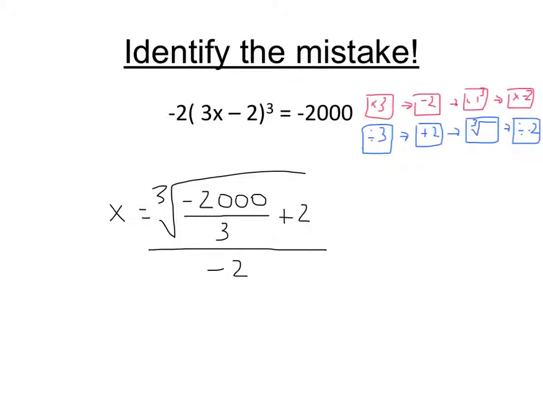I have made a mistake somewhere in this problem. First, I found my chain, which was multiplying by 3, subtracting 2, cubing, and then multiplying by -2. I reversed that chain, saying that it was dividing by 3, adding 2, taking the cube root, and then dividing by -2. I got this answer. What did I do wrong?